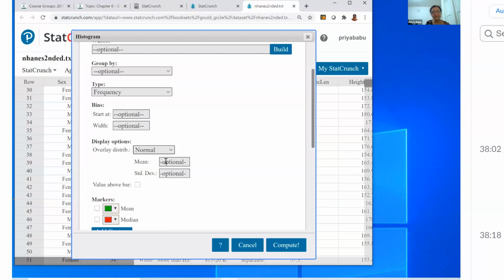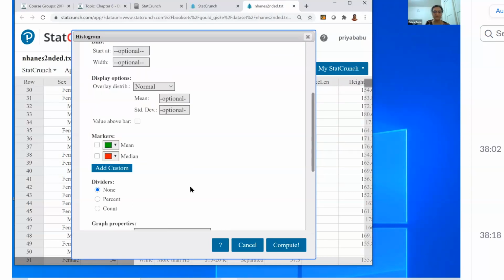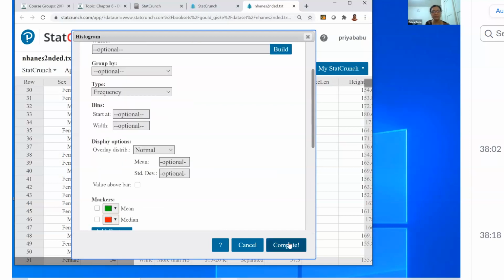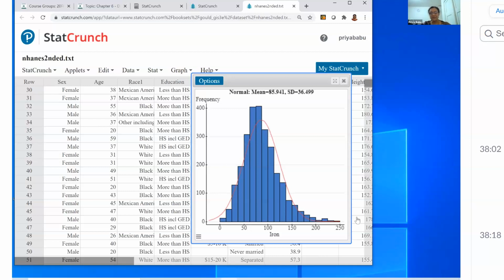And we also want the mean. Actually, the mean we don't know. You have to calculate the mean. No need, I will just compute. So I have a histogram. This is the iron content from 3,000 participants in a survey. It actually gives the mean and standard deviation itself. The average iron content is 85.9 and the standard deviation is 36.5.